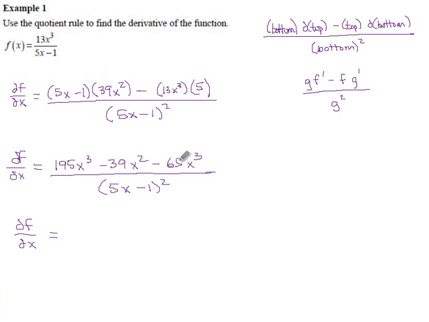Okay, for x cubed, 195 minus 65 is 130x cubed minus 39x squared. No changes in the denominator. And yeah, I think that's about as good as it gets.